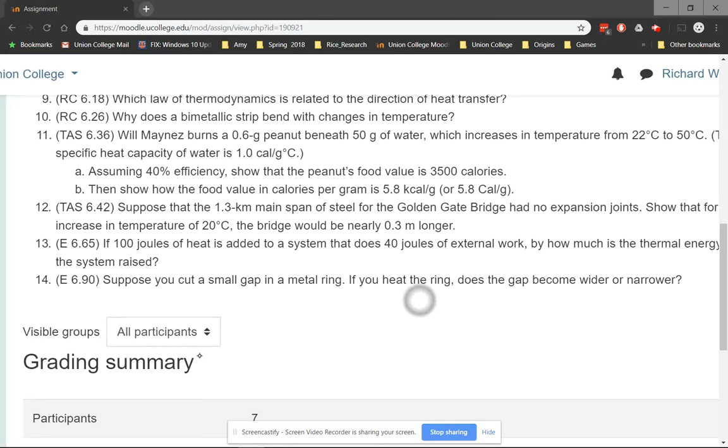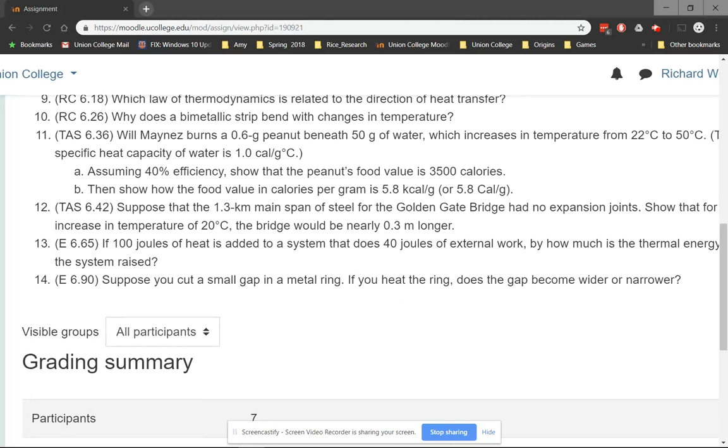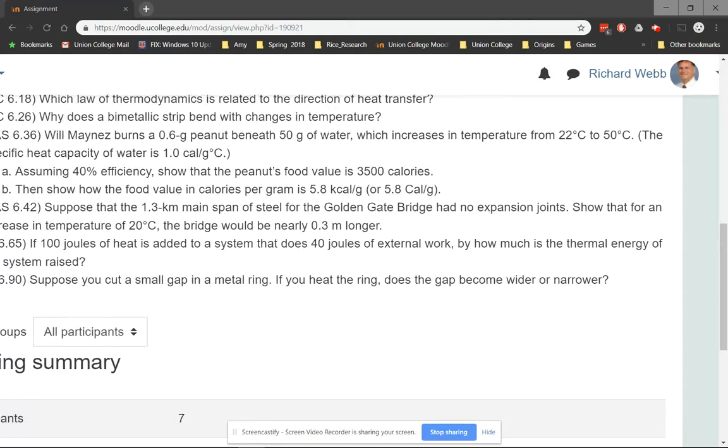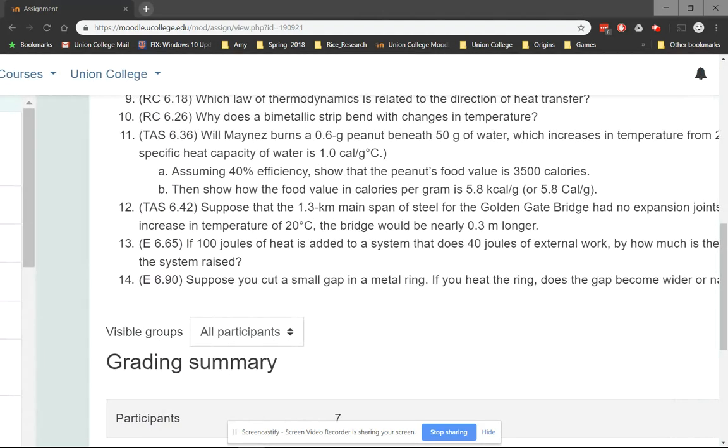Okay, 11. Will Maynes burns a 0.6 gram peanut beneath 50 grams of water, which increases in temperature from 20 degrees Celsius to 50 degrees Celsius. The specific heat capacity of water is 1 calorie per gram degree Celsius. Assuming 40% efficiency, show that the peanut's food value is 3,500. Okay, so this is a long, drawn-out problem. And it has one piece that's in today's lecture.